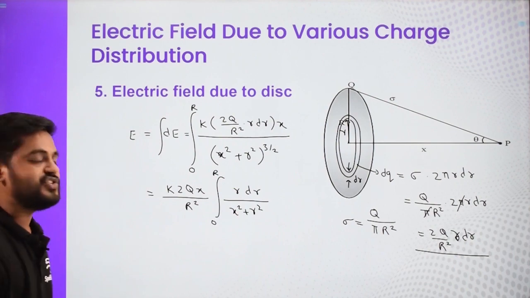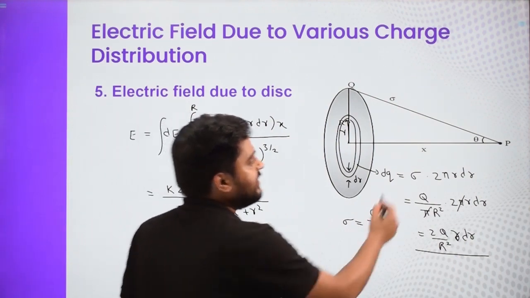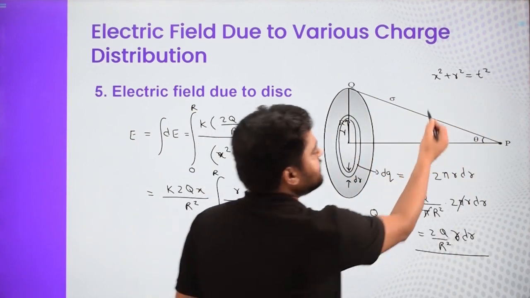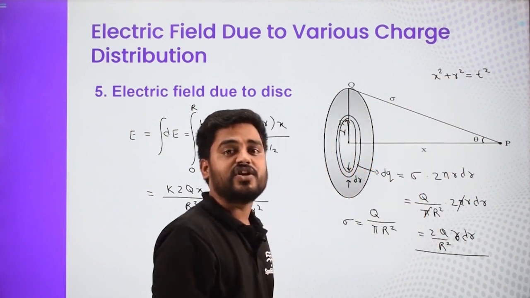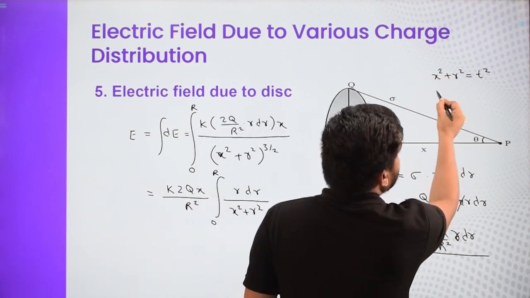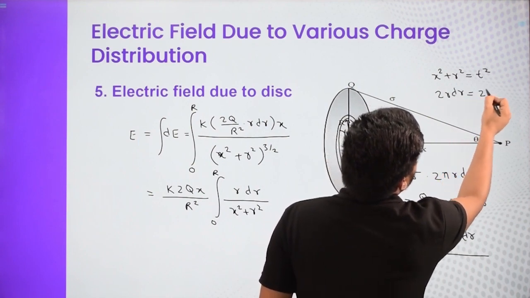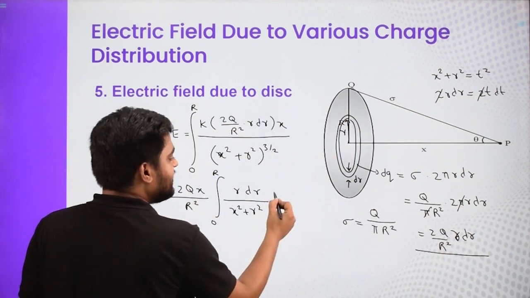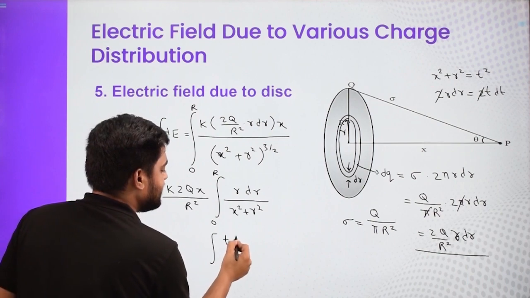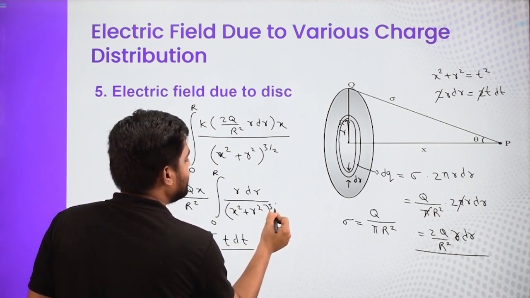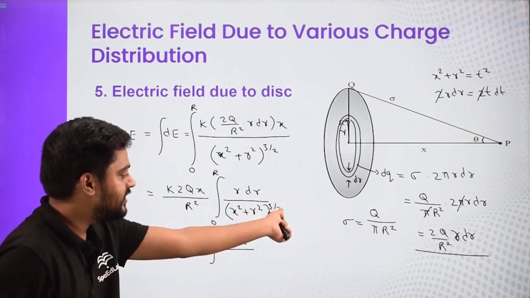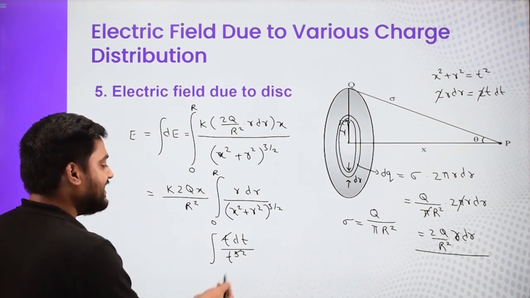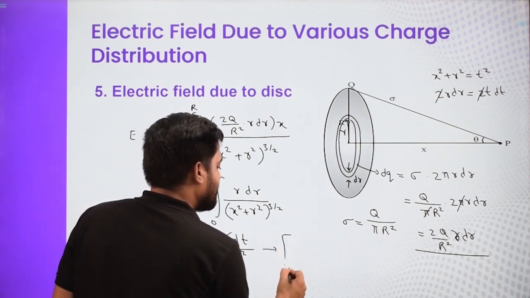For this I am using substitution. How do we use substitution? Let us say x square plus r square is equal to t square. Differentiate both sides: x is a constant, and the differentiation of any constant term is 0. So 0 plus 2r dr is equal to 2t dt. So r dr is nothing but t dt, and this becomes t dt. And what about this raised to power 3 by 2? This is t cube. So the 2 is gone, t is gone, and this becomes 1 by t square dt, and the integration of that is minus 1 by t.